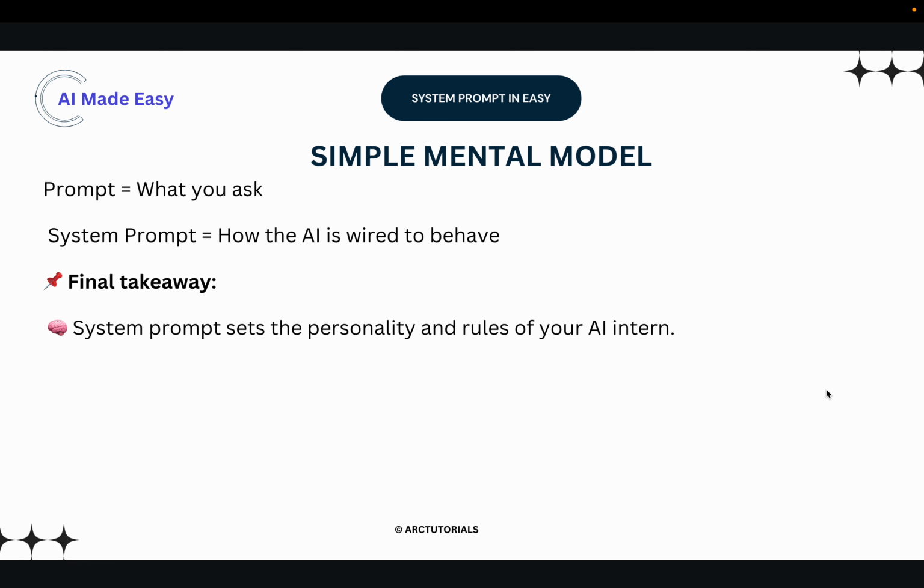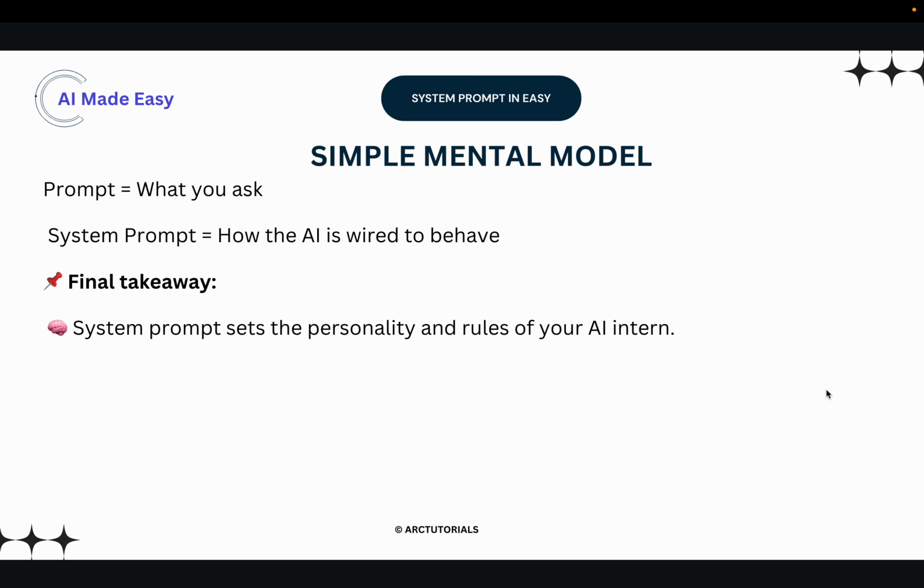Now, from a simple mental model, what should you think? A prompt is what you ask. A system prompt is how the AI is wired to behave. A system prompt sets the personality and the rules of your AI model.